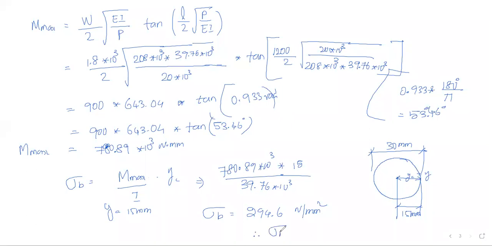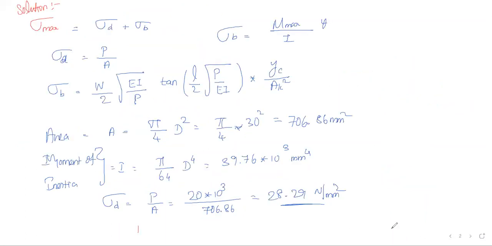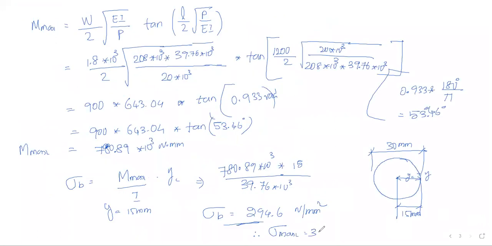Therefore, the maximum stress sigma max is equal to the addition of direct stress plus bending stress. So direct stress value is 28.29 plus bending stress value is 294.60. So the total stress value becomes 322.89 Newton per mm square. So this is the value of maximum stress. Have you got it?